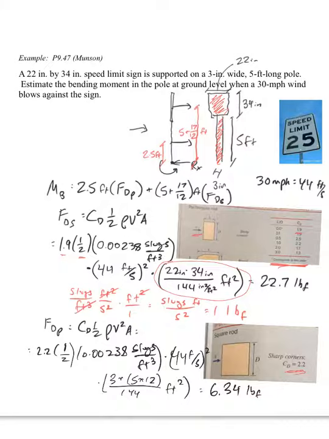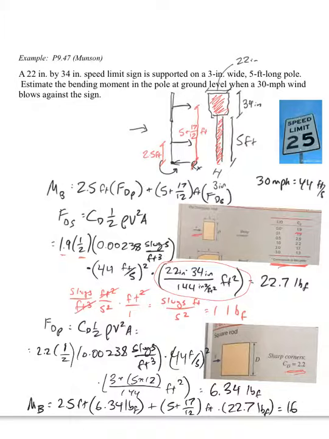And so now I can plug those back into my moment equation, which says the bending moment equals 2.5 feet times the force of drag of the pole, 6.34 pounds force, plus 5 plus 17 over 12 feet times the 22.7 pounds force, and we get 162 foot-pounds.